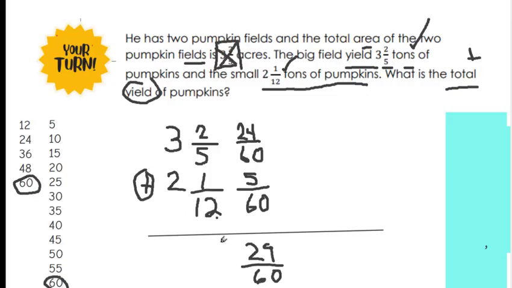3 plus 2 is 5, and this is your answer. Again, I know that this is simplified because 29 has only two multiples, 29 and 1, so I cannot simplify it, and that is your answer. That is the total yield. Good for you if you got that right, because that was a tough one.